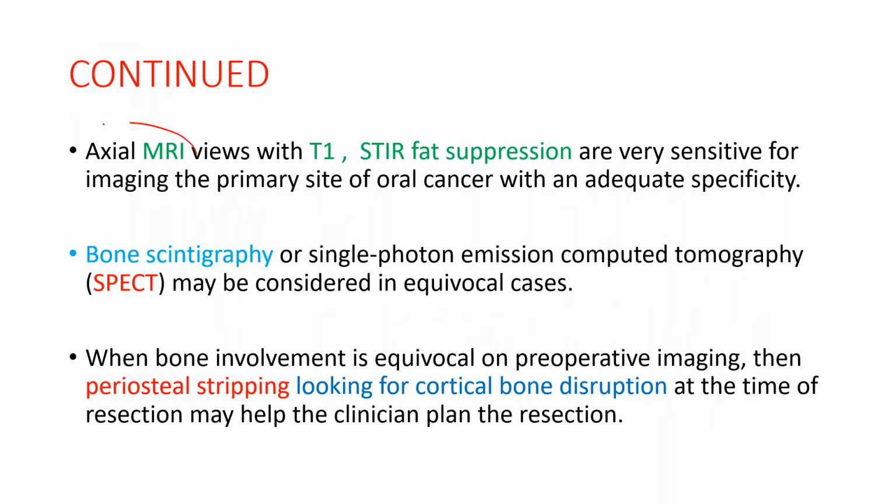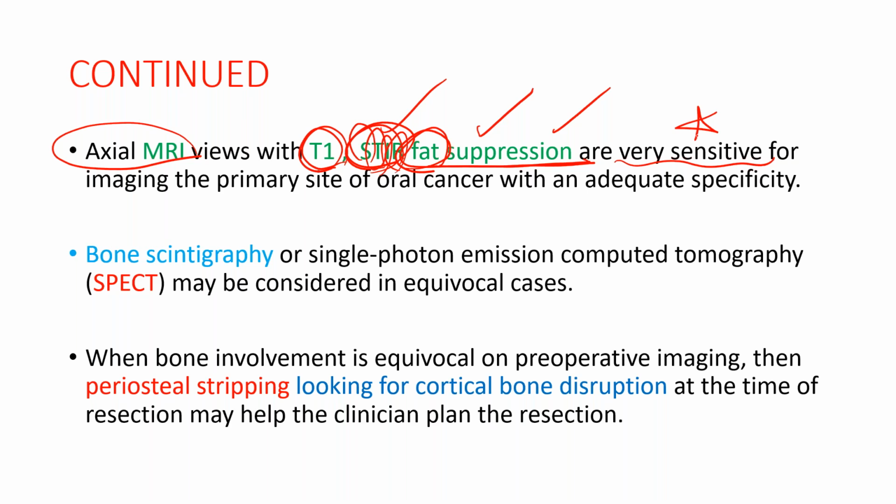So what should you do? Axial MRI with T1 and STIR fat suppression. This is the technique of MRI. STIR is short tau inversion recovery, fat suppression. They are very sensitive. This is good for detecting bone involvement and the primary site of involvement, and adequate specificity is also there.